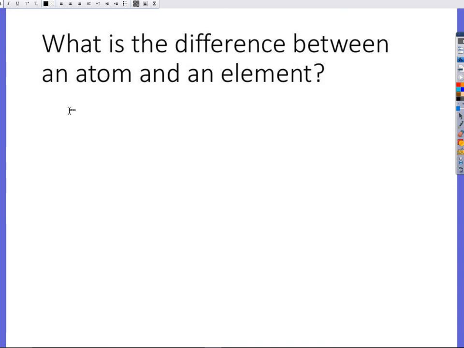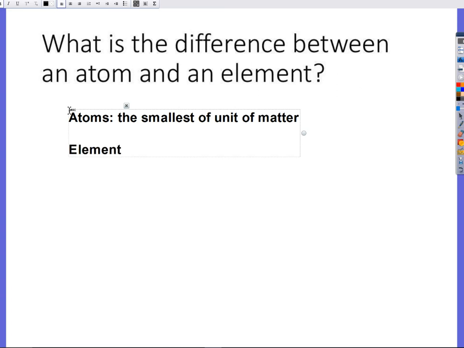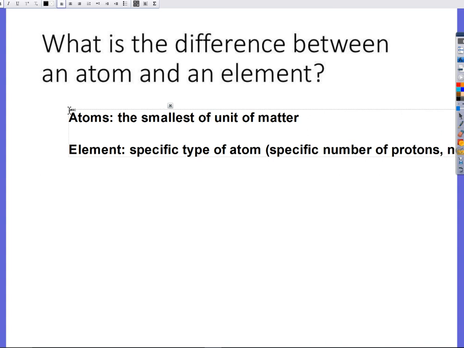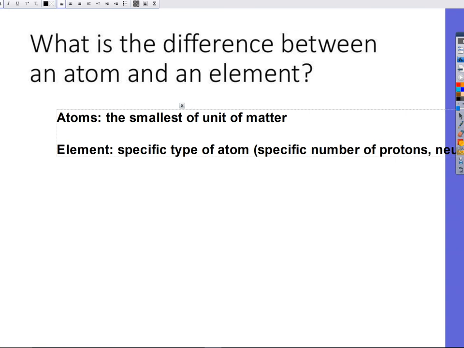The difference between an atom and an element. So atoms are the smallest unit of matter. They're what makes up matter, something that has mass and takes up space. An element is just a specific type of atom. So it has a specific number of protons, neutrons, and electrons, which is what we learn in 2 chapters from this one. So like carbon, hydrogen, oxygen, nitrogen, they're all specific elements, but they're also atoms.